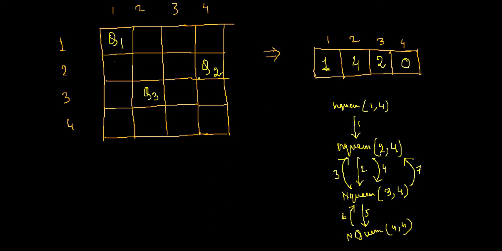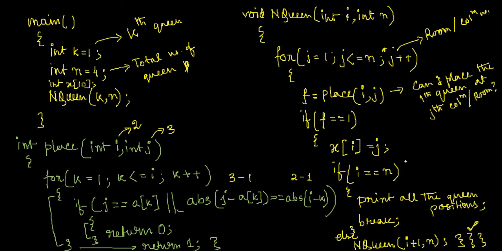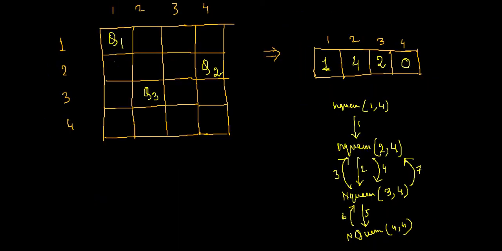was in the last index. After returning to queen 2, 4, in which particular status was queen 2, 4? I mean, queen 3, 4 was called from queen 2, 4 after placing queen 2 in the proper position. At that time, what was the value of j? The value of j was actually 4. That's why queen 2 was placed in the fourth column. That means the value of j was 4.